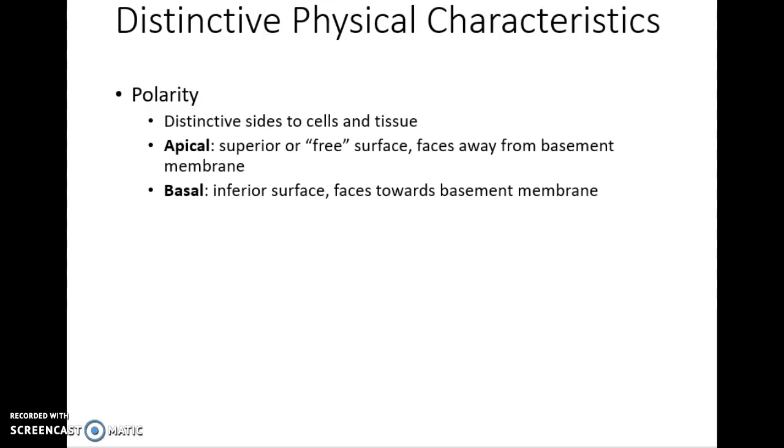It also has a polarity, so there are distinctive sides to the cell. We have apical, which is the superior or free surface. They face away from the basement membrane. Or basal, which is the inferior surface and faces towards the basement membrane.